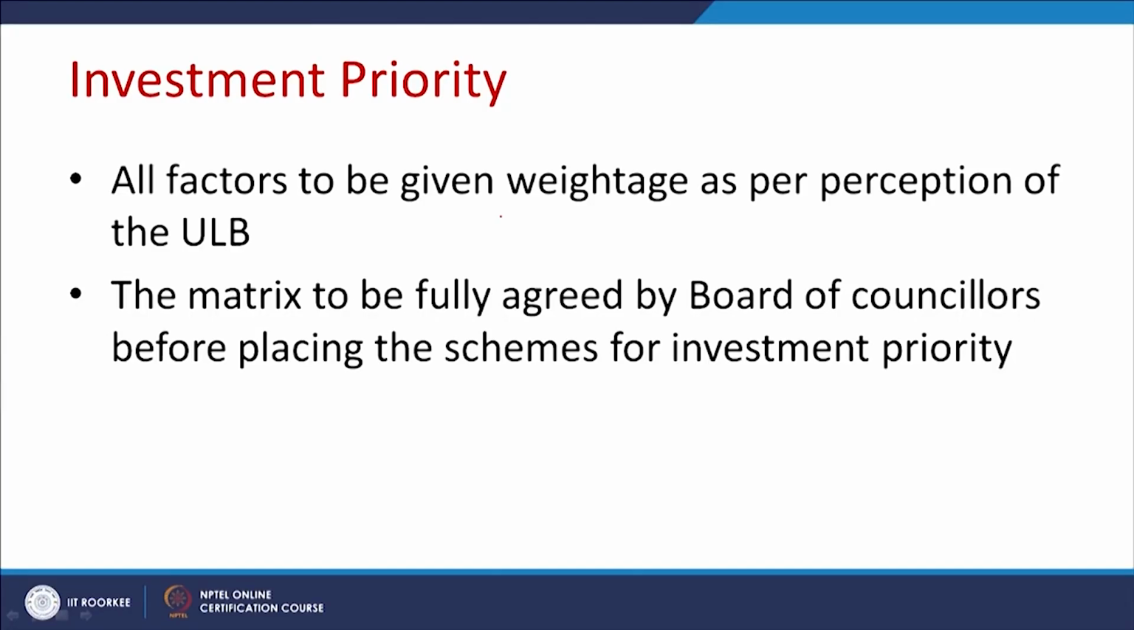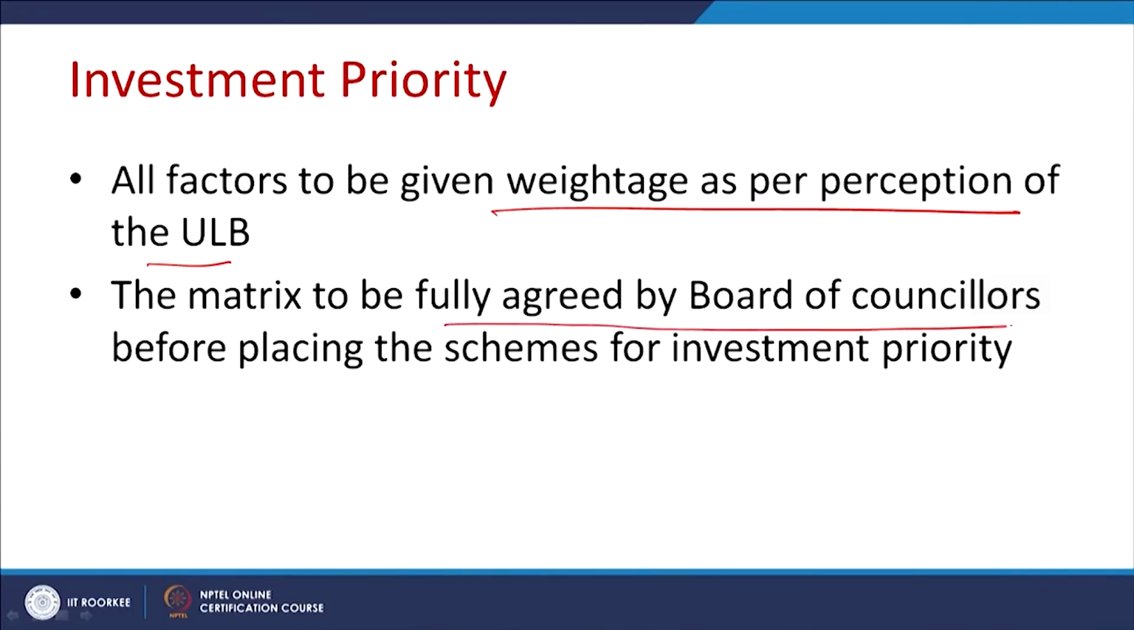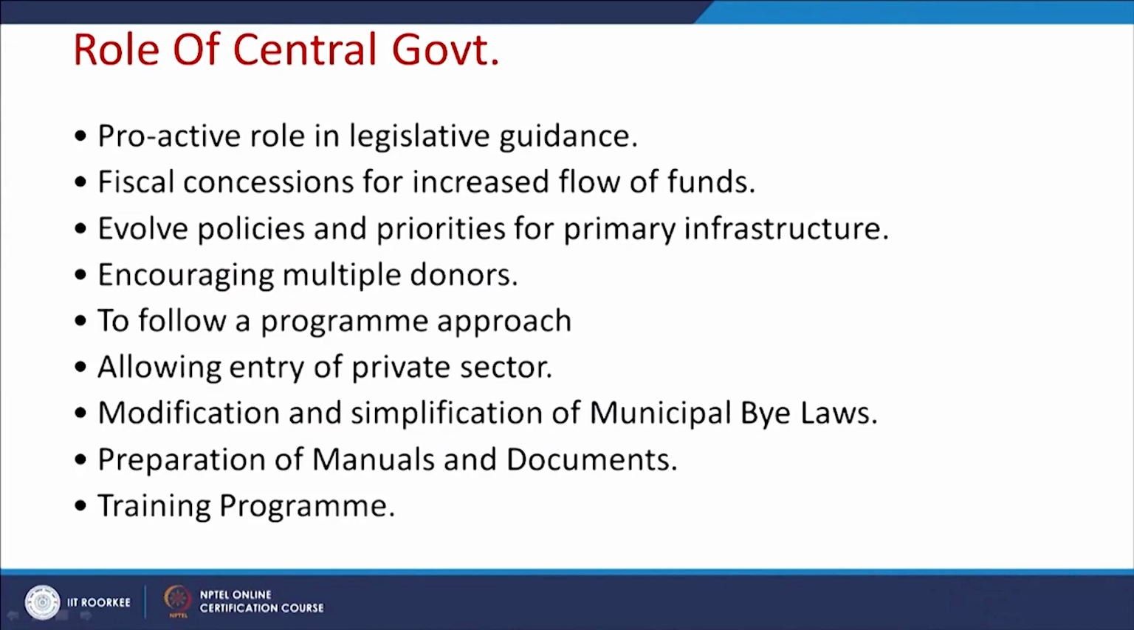Then all factors are to be given weightage as per the perception of the ULB. The priority of a capital investment project is not the discretion of the mayor or the chairperson. Some criteria based on the factors has to be given, and based on those factors you can make the final priority index. The matrix has to be fully agreed by the board of councillors before placing the schemes for investment priority. It has to be brought through a win-win situation between the board of councillors, the people and the technical group. So, these are all basic strategies we use in terms of revenue augmentation, management of the expenditure, management of the asset, and management of the investment.